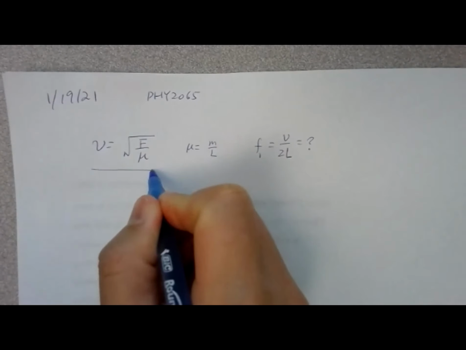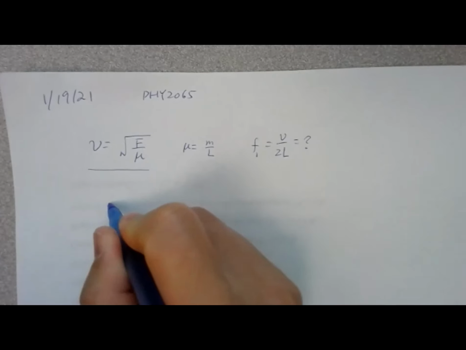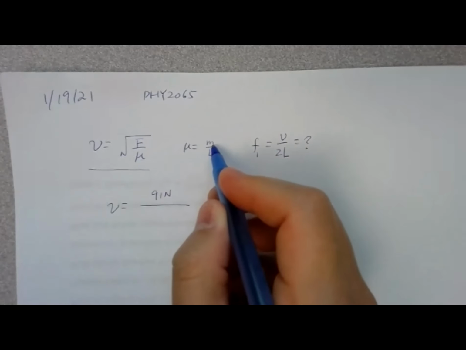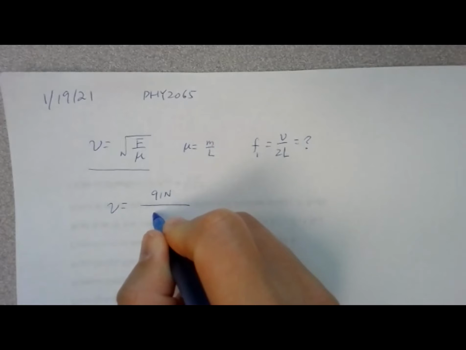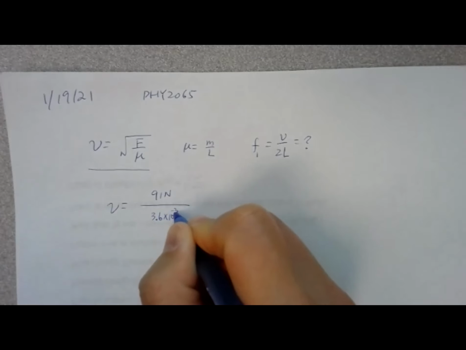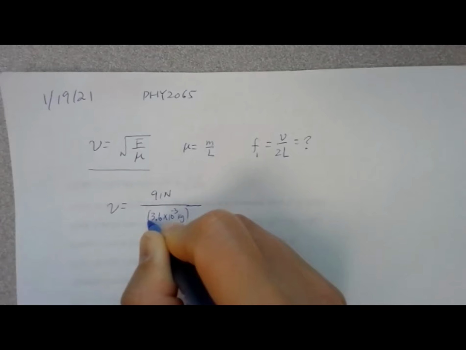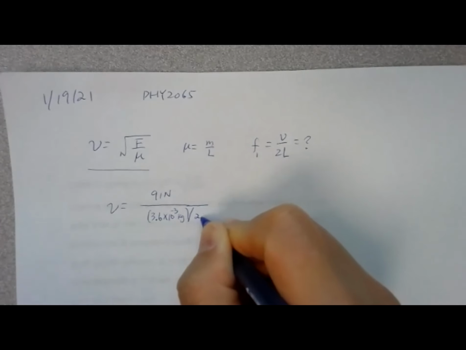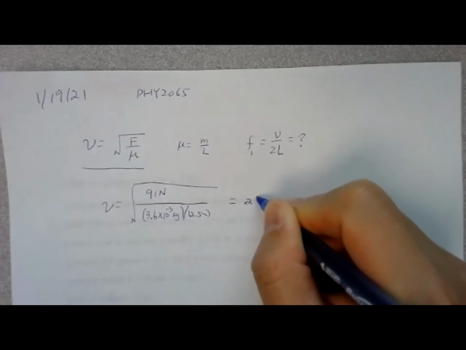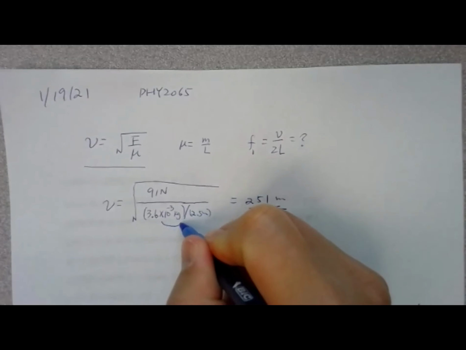So first you want to calculate the speed of the wave in the string. So V equals the square root of F, which is given as 91 newtons, divided by mu, which should be mass divided by the length, okay? So mass is given as 3.6 grams, all right? Then you want to multiply by 10 to the negative 3 to convert into kilograms, okay? And this is divided by the length of the string, 2.5 meters here, okay? And then take the square root. So this should give you 251 meters per second, okay? I think this is where you guys didn't get it right, didn't convert into kilograms here, all right?